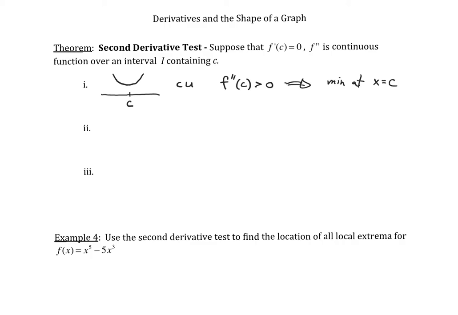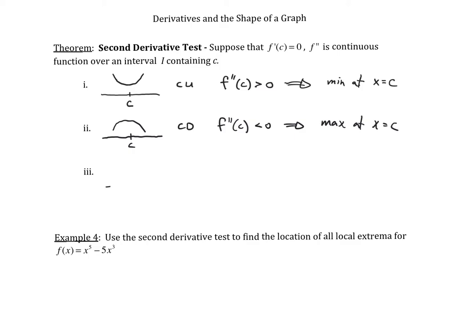Okay. On the other hand, if your second derivative is negative, that means the situation is concave down, right? This means that your second derivative evaluated at C is negative. That implies that you're going to have a maximum at x equal to C. So what's the third case?